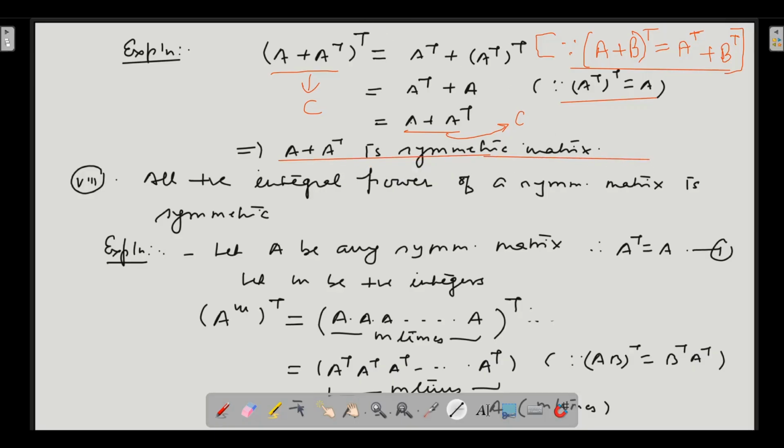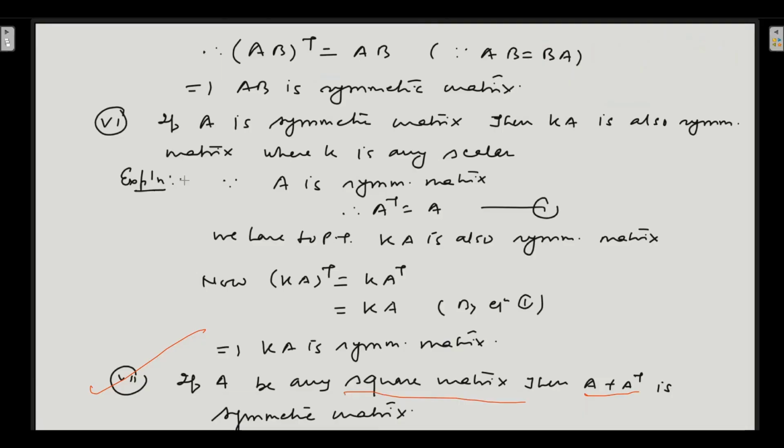But keep this in mind: this will hold only when A is a square matrix. If A is not a square matrix, then this property will not hold. Why will it not hold? Because A plus A transpose will not be defined if A is not a square matrix. That's why. So please keep this in mind.